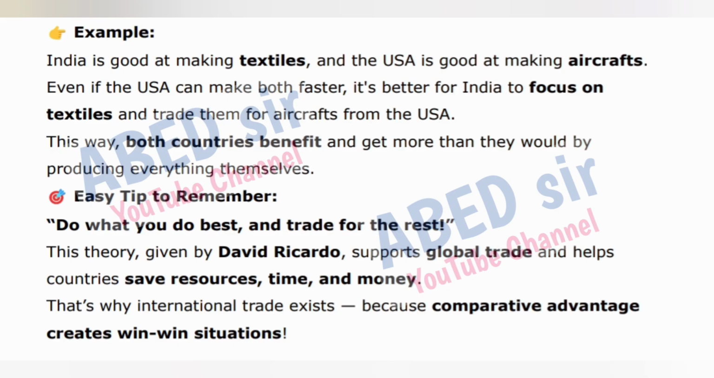Easy tip to remember. Do what you do best and trade for the rest. This theory, given by David Ricardo, supports global trade and helps countries save resources, time, and money. That's why international trade exists, because comparative advantage creates win-win situations.